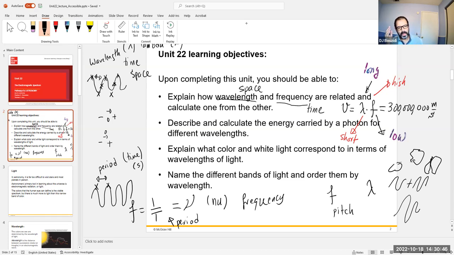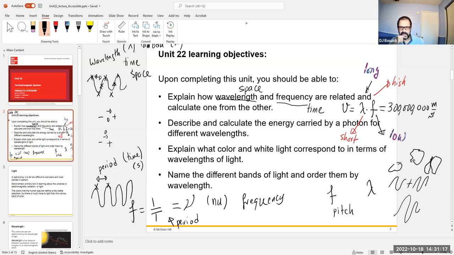And the combination of all of these colors will give you white light. So white light is not a monochromatic light. If you have a laser, and I don't know where my laser is, that is actually a monochromatic light. If you have a red laser, it's monochromatic light. A green laser, it's monochromatic light. But the combination of all of the colors will give you white light.